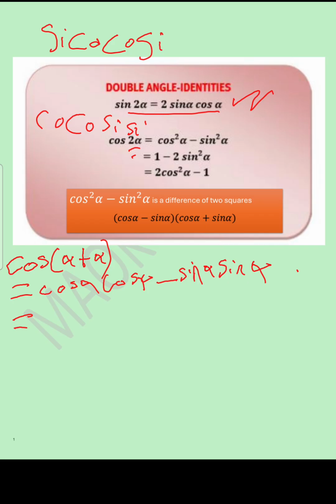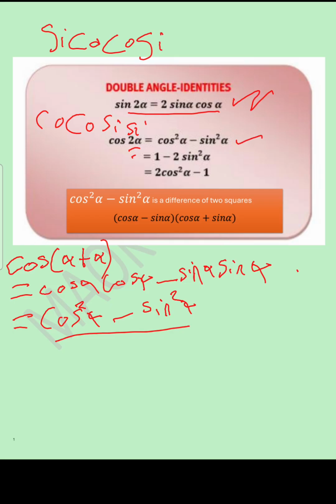Right, this is equal to cos multiplied by cos will become cos squared alpha. Sine multiplied by sine will become sine squared alpha. So the first identity has been derived like that.